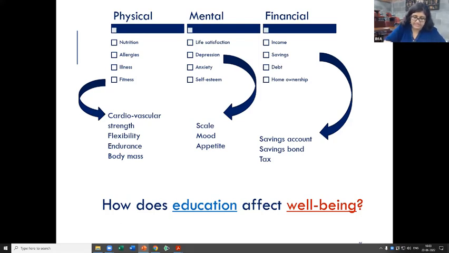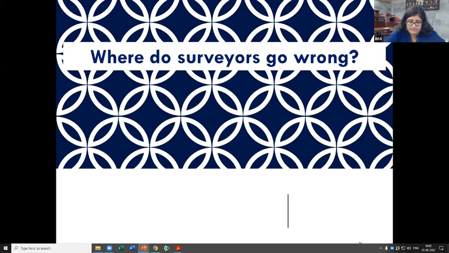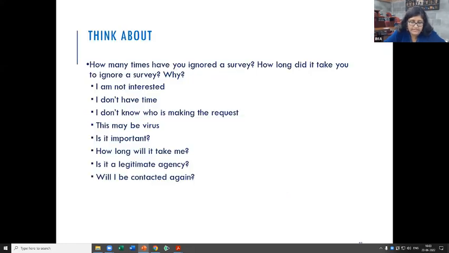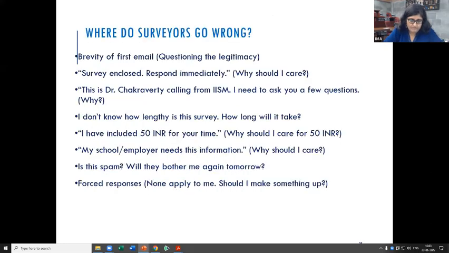That is not interesting. So where do surveyors go wrong? Think about how many times you've ignored a survey, or how long did it take you? For me, it takes 2 seconds to ignore a survey. And there are so many reasons that people ignore surveys. Now, where do surveyors go wrong? The first email is very short. Something like, survey enclosed, respond immediately. I don't care. Or this is Dr. Chakraborty calling from IISM. I need to ask you a few questions, but you haven't told me why, right? I have included 50 rupees. I don't care about 50 rupees.